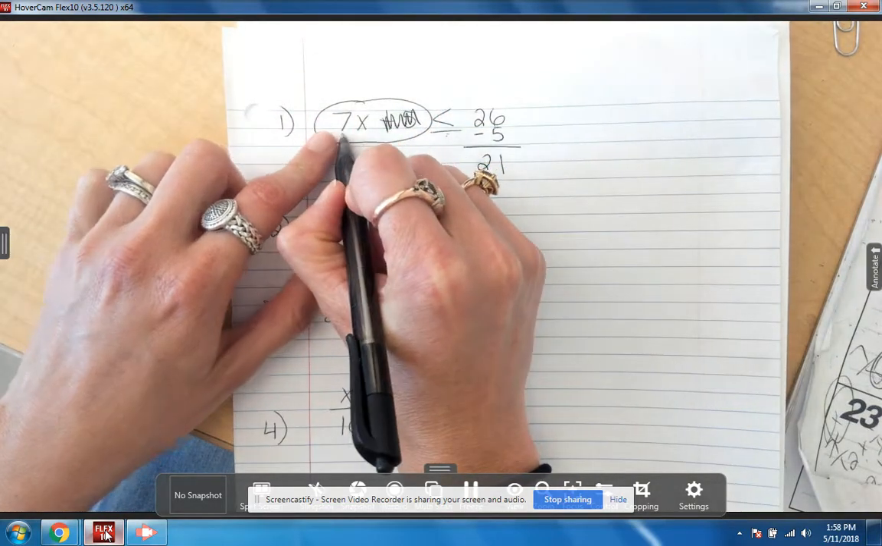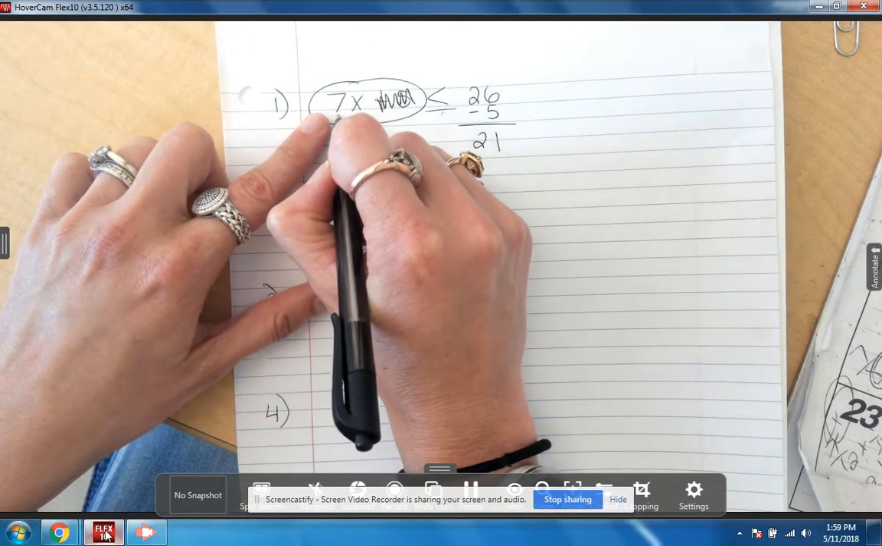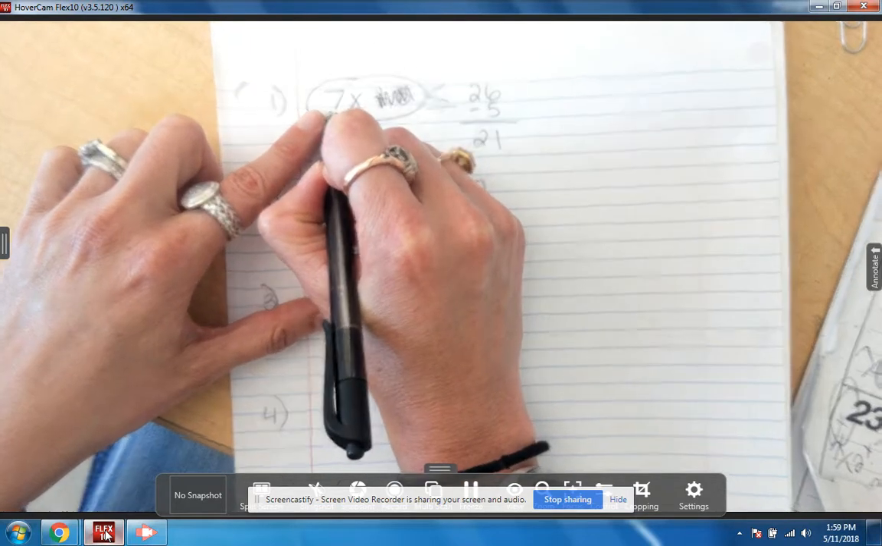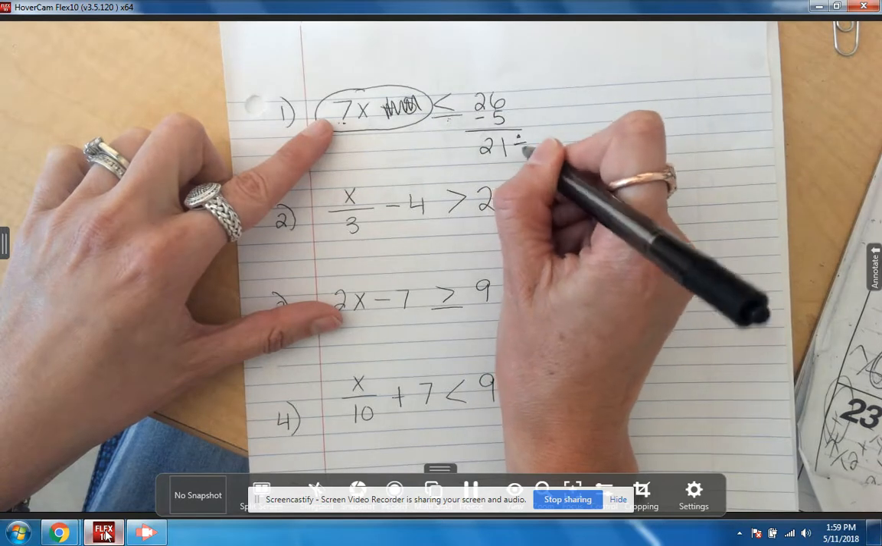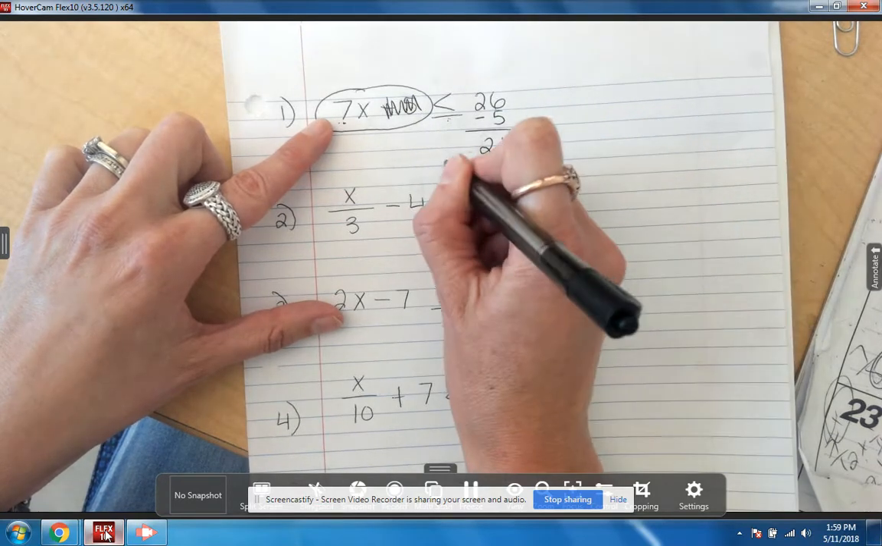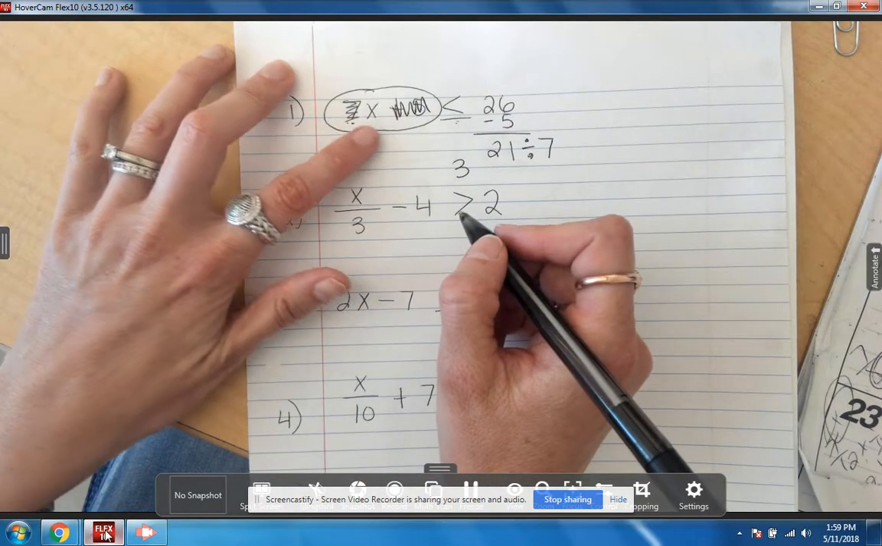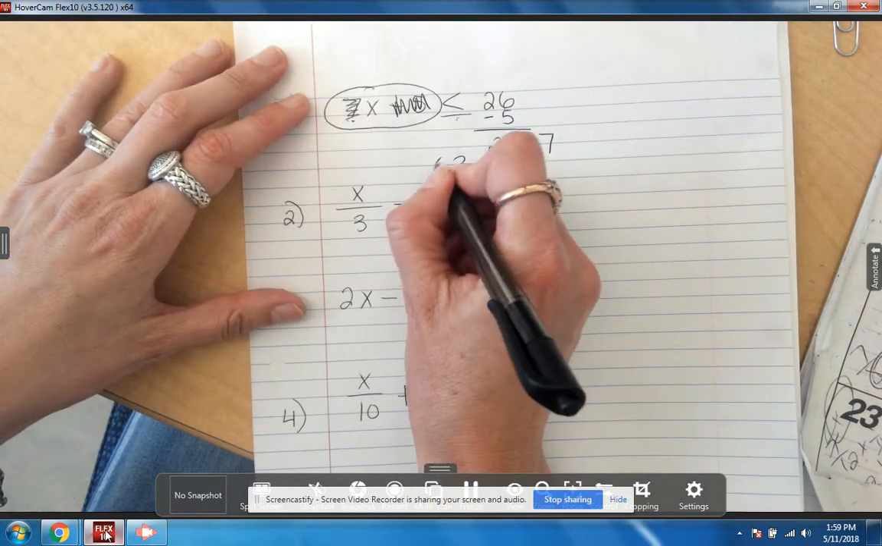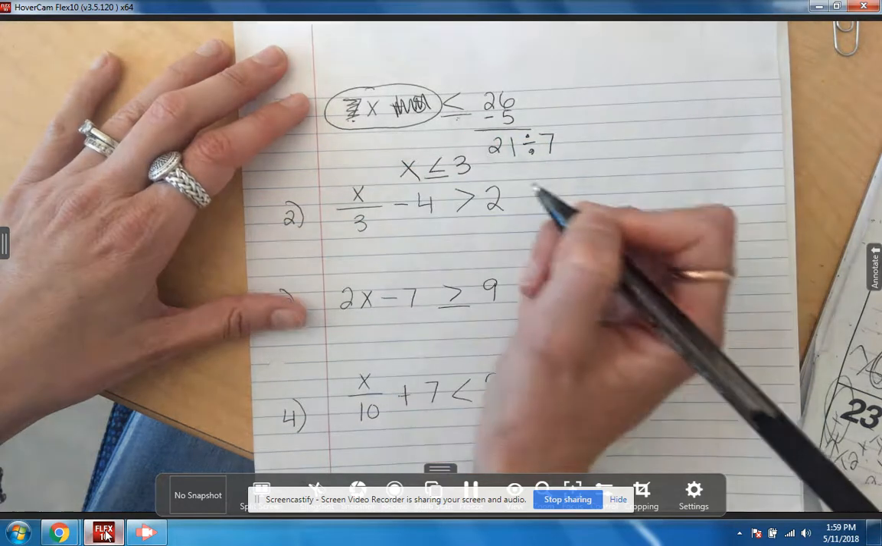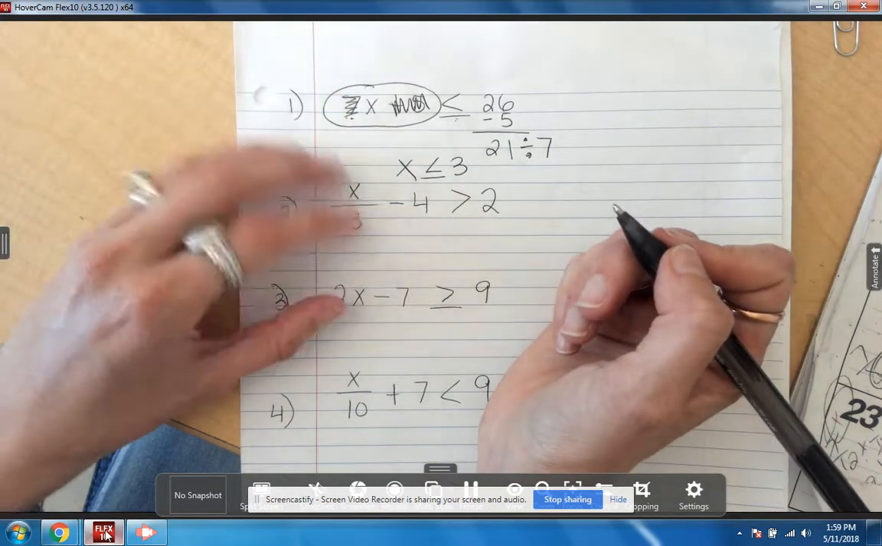Now this is times 7. I do the opposite of multiplying by 7, which is dividing by 7. I do it on the other side. So now I do it to the 21 because that's what's left. And I get 3. I cross out the times 7, so I know that I'm all done because all I have left is the variable. So I bring down the symbol, bring down the letter. So x is less than or equal to 3.